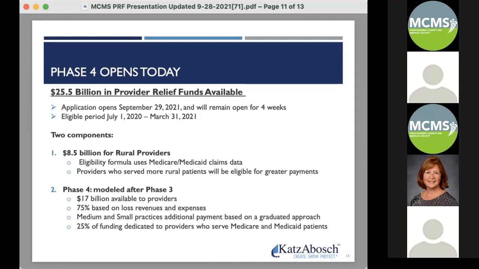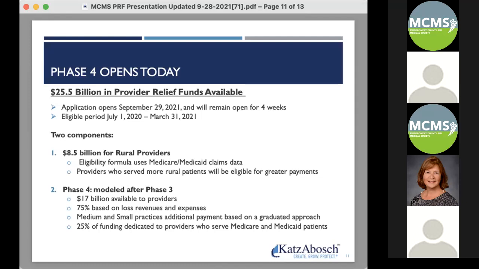75% of this money is earmarked for practices that can show lost revenue and high expenses, so losses in general in the practice. In other words, the practice has not recovered after COVID. So that's how they're going to do it. There is an additional bonus payment for medium and small practices. They didn't have the definition of what is a medium and small practice, so they told us that that would be coming soon.